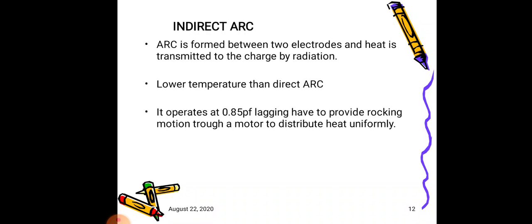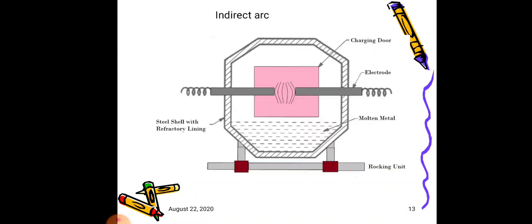This is a lower temperature than the direct arc furnace, and it operates at 0.85 power factor lagging. We have to provide rocking motion through a motor to distribute heat uniformly. And this diagram represents the indirect arc furnace.